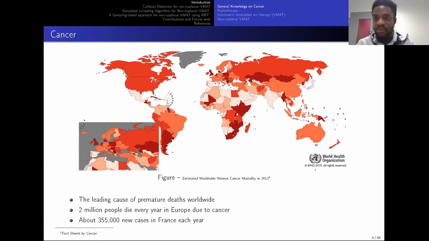For example, in Europe, we have 2 million people who die from cancer every year. And it's about 255 thousand new cases every year in France. So it's a big problem, and it's a current problem.